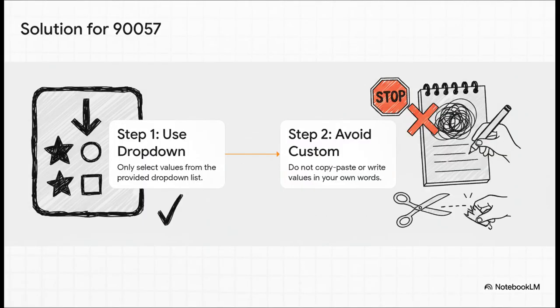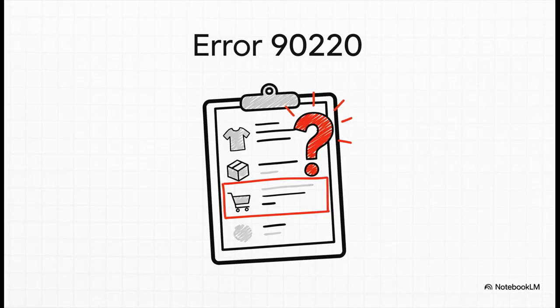And the solution? It's so simple. First, only select values from that drop-down list they give you. That's it. And second, you've got to resist the urge to copy-paste or type in your own creative descriptions. Just stick to the script Amazon provides, and this error will completely disappear. All right, let's move on to the next one.